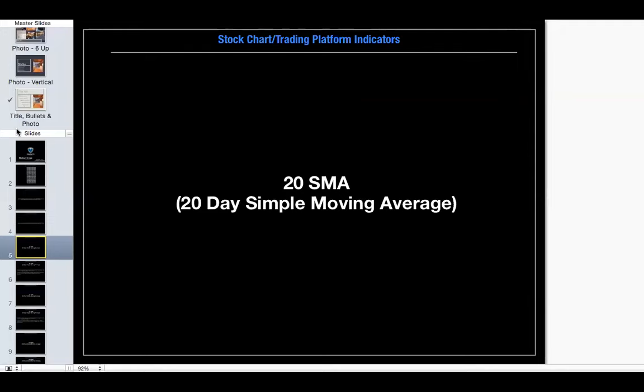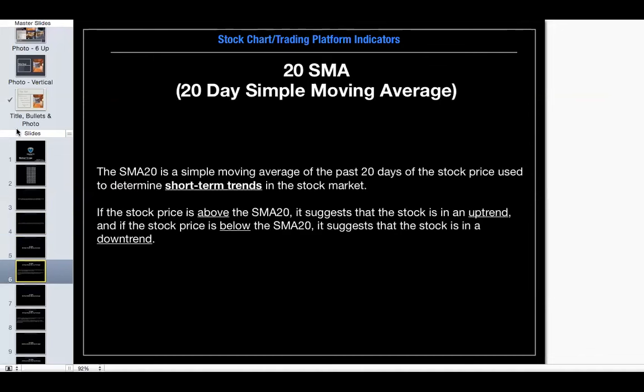Talking about the basics, you've got the simple moving averages, right? You've got the 20-day simple moving average. What this is, is an average over the past 20 days of the stock price that's used to determine short-term trends in the stock market. So if the stock price is above the SMA 20, it suggests that the stock is in an uptrend. And if the stock price is below the 20 SMA, it suggests that the stock is in a downtrend, right?